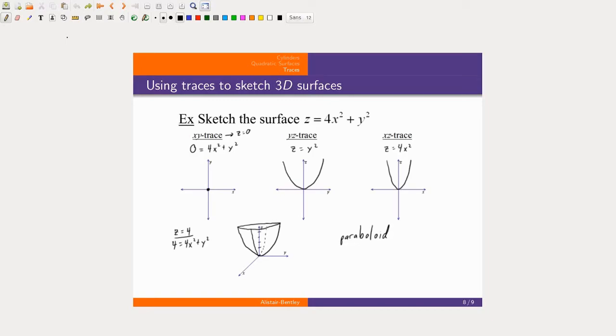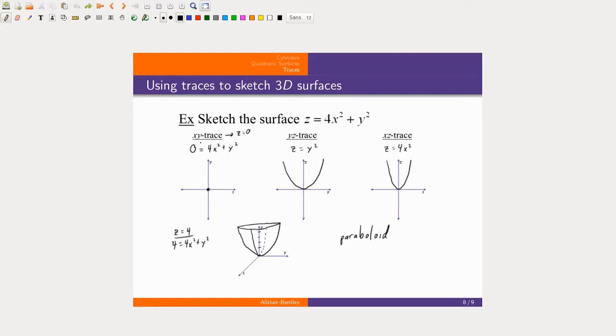Finally, I would like you to become comfortable with the idea of using traces to sketch three-dimensional surfaces. Now, a trace occurs when we set one of the component variables equal to a constant so that we can sketch the two-dimensional graph of the remaining equation. So in this example, we're given a surface z equals 4x squared plus y squared. As we discussed in the previous slide, we know that that surface is going to represent a paraboloid. But let's look at how we could sketch it if we weren't actually aware of that.